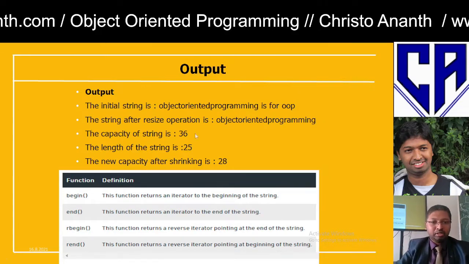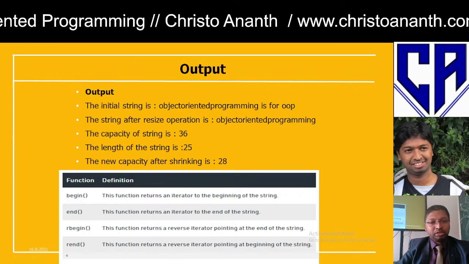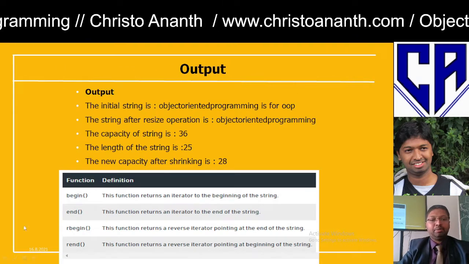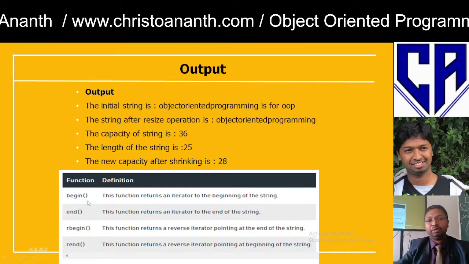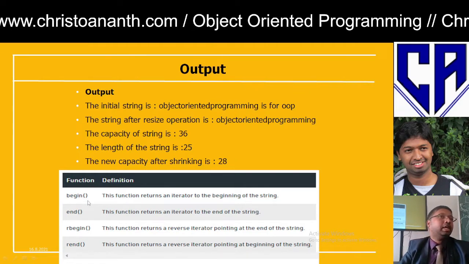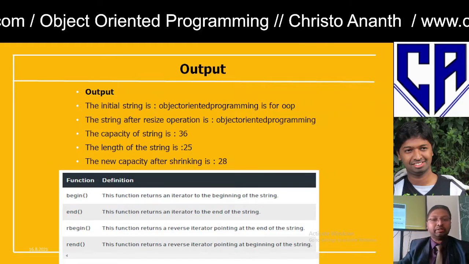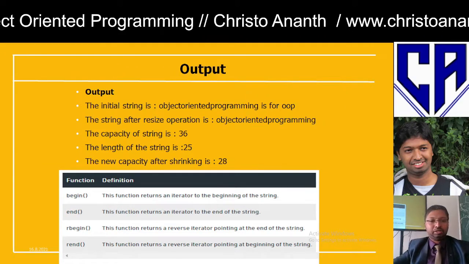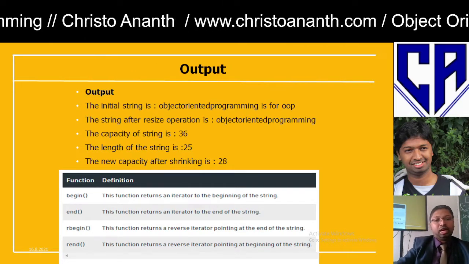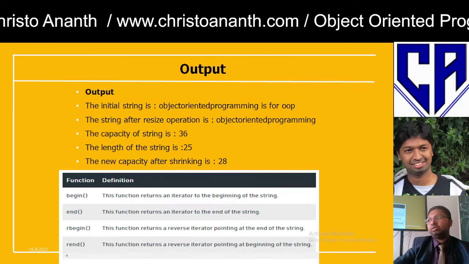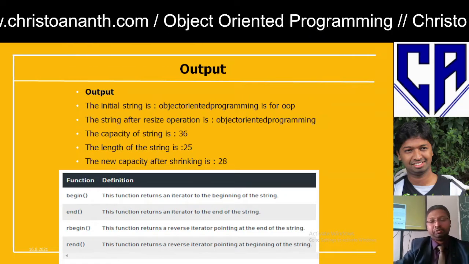Right. So similarly you can go with several functions as well, like begin, end, rbegin, and rend. Begin means the forward beginning, it returns an iterator to the beginning of the string. rbegin is a reverse iterator pointing to the end of the string. end returns an iterator to the end of the string, and rend is the reverse counterpart of the end of the string.